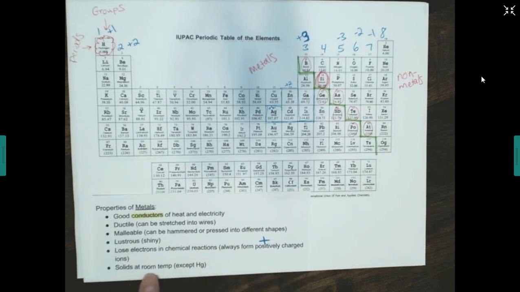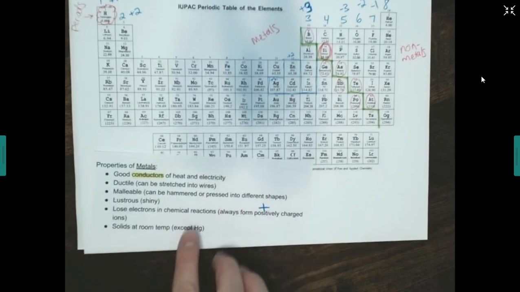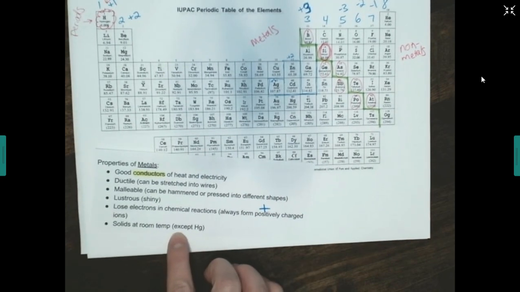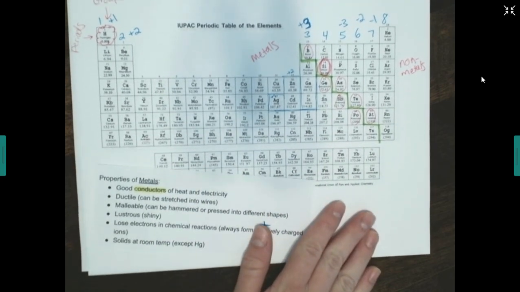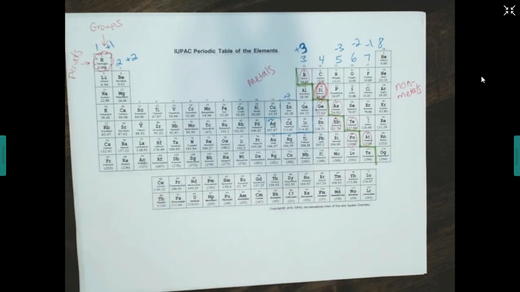Last thing is solids at room temperature. So metals tend to be solid at room temperature. The exception would be mercury, which is a liquid at room temperature. But other than that, all the metals are solid at room temperature. So there are some properties of metals.